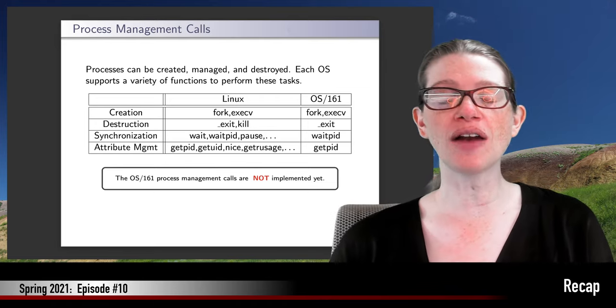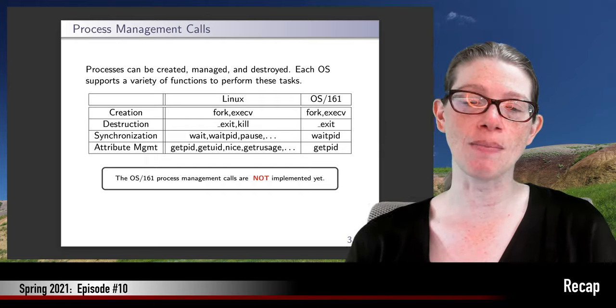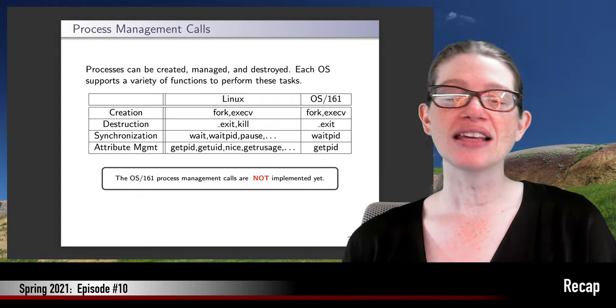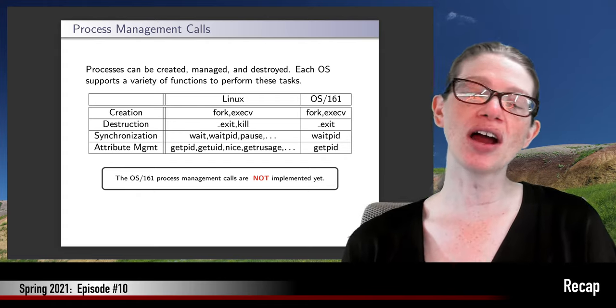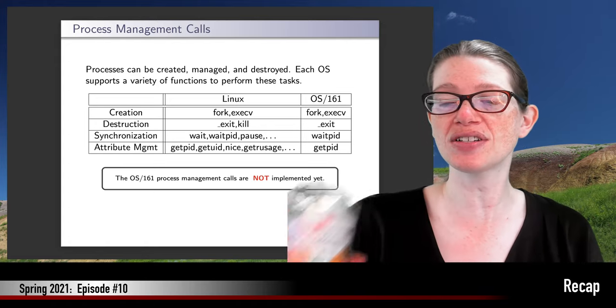And then we have a lot of different process management calls. OS161 only has getpid, but there are many others for getting your parent's ID, getting the user ID, changing the priority of the process, getting the usage, and so on and so forth. So there are lots of different calls.